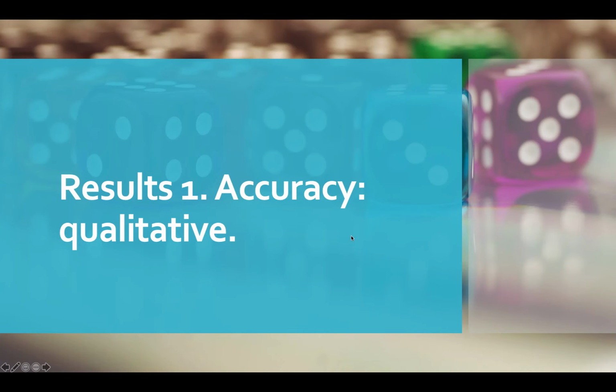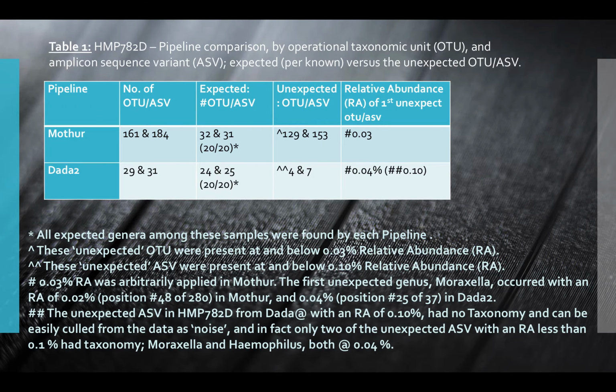Let's compare the pipeline outputs. I've done it 3 ways. The first one is accuracy, qualitative. The first takeaway is the number of OTUs that are found. Dada2 is quite clean. You can see it's found fewer of them, and it has less unexpected. They both found all the 20 varieties or species that we expected in that sample, and the relative abundance of the first unexpected was only just slightly higher with Dada2 than it was with Mothur, but Mothur had a lot more unexpected.